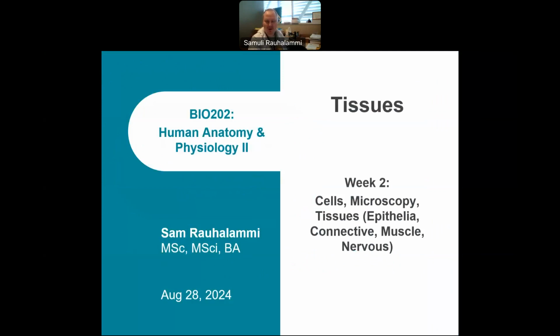This week we are focusing on looking at tissues. So in the actual learning material, we'll explore a little bit about the relationships between cells and the microscopy, how that has enabled us to study various different kinds of tissues. And then we'll review the four main tissue types: epithelia, connective, muscle, and nervous tissue.